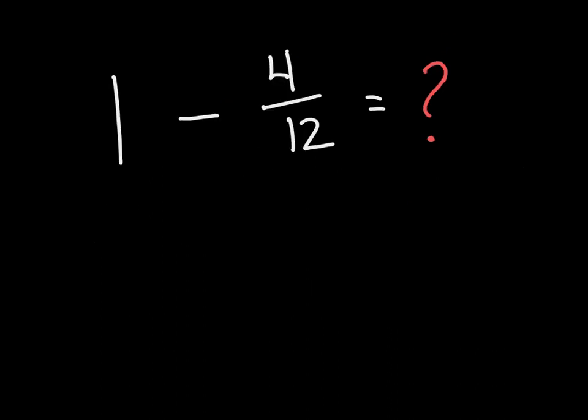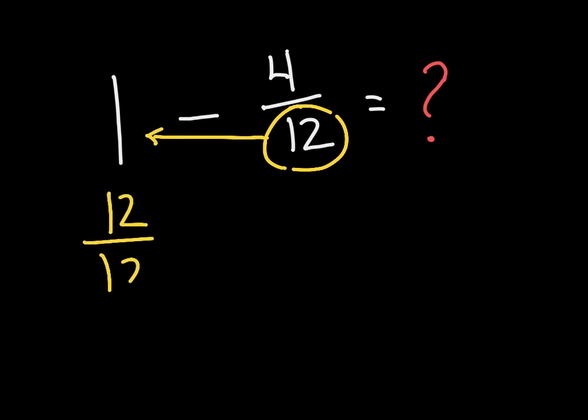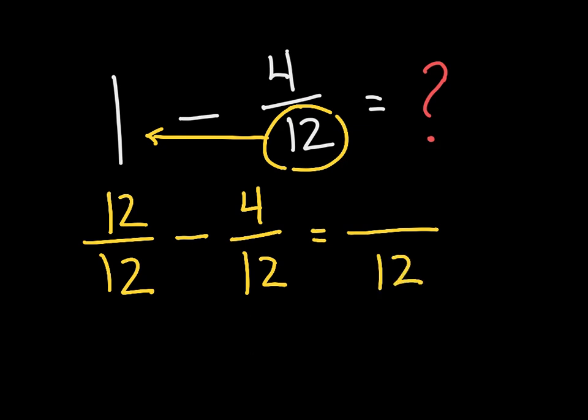Continue on. 1 whole, take away 4/12. Let's identify the denominator, and it's 12 twelfths. And therefore, we have to convert that whole into 12 twelfths. Take away the 4/12. Because they're like denominators, they stay the same. And in the numerator, we have 12 minus 4, and that's going to give us an 8.